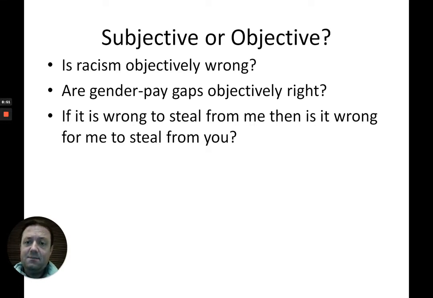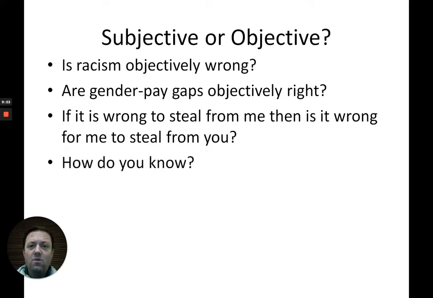All right. Similarly, are gender pay gaps objectively right? Most people would say that they are not right. But the question again is, how do you prove it? If morality is nothing more than subjective, can you prove it at all? Right? And the same would go for the racism question. Thirdly, if it is wrong to steal from me, then is it wrong for me to steal from you? How do you work this out? All right? Is it just subjective, that's what I think? Or is there some fact to which we can appeal that says that if it is wrong to steal from me, then it's just as wrong for me to steal from you? All right?